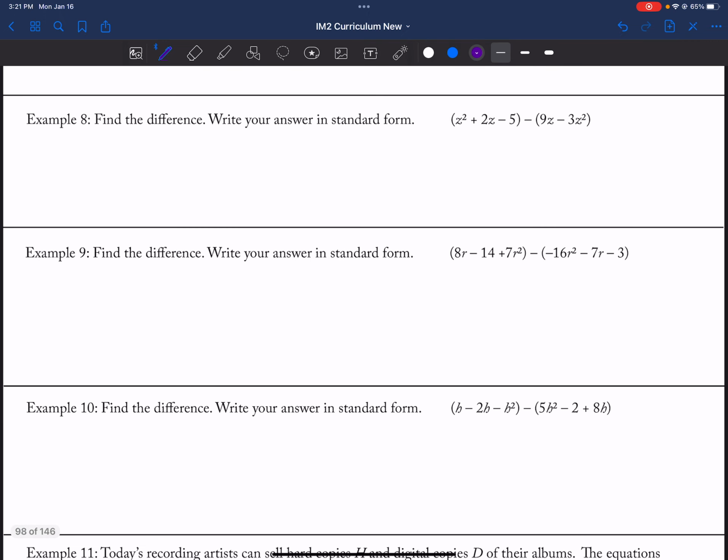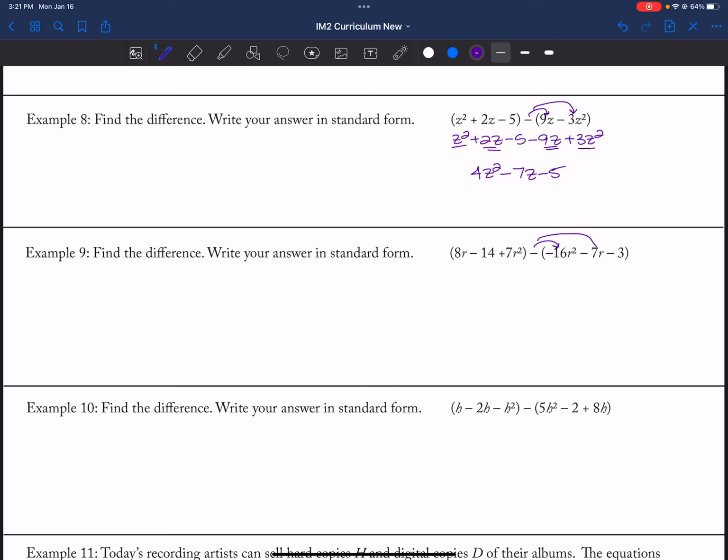Okay. Again, distribute my negative. So I have z squared plus 2z minus 5 minus 9z plus 3z squared. So I have 1z squared and 3z squared, which gives me a 4z squared. A positive 2z and a negative 9z gives me a negative 7z, and then a minus 5.